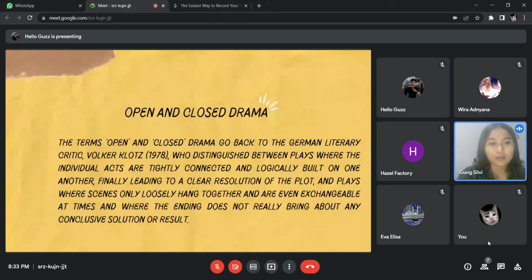Okay, the next is open and closed drama. The terms open and closed drama go back to the German literary critic Volker Klotz, who distinguished between plays where the individual acts are tightly connected and logically built on one another, finally leading to a clear resolution of the plot, and plays where scenes only loosely hang together and are even exchangeable at times, and where the ending does not really bring about any conclusive solution or result.